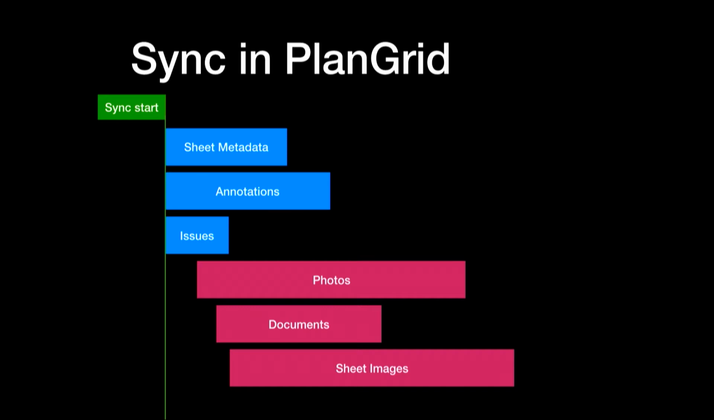So when you actually press go to start, to sync down some data, I have this Gantt-like chart to kind of illustrate that. So time goes from left to right. So we get started by downloading some metadata about your sheets, annotations, and issues, for example. And as we download those, we're going to get URLs that point to binary assets. So those photos that you saw, possibly documents that have diagrams in them for something you're installing, and then also the sheet images themselves.